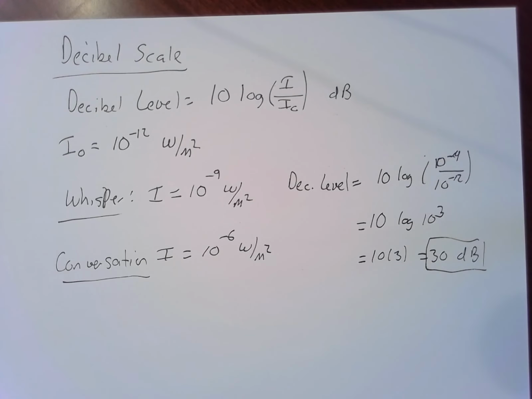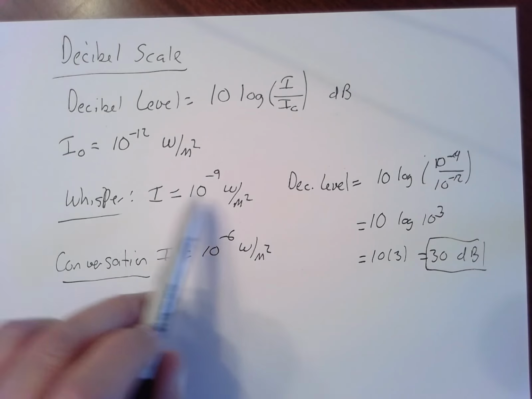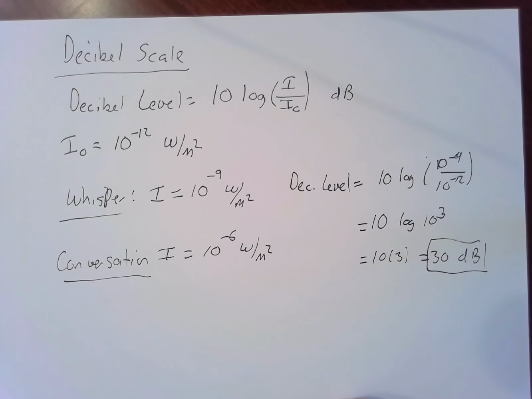What about an everyday conversation? You're talking to someone about the volume I'm talking right now. That's about 1,000 whispers. This number, this intensity, is 1,000 times a whisper. So let's figure out what decibel level I'm talking at right now. So it would take 1,000 people whispering to be as loud as I'm talking. So do you think my decibel level is going to be 30,000 decibels? Is it going to be 1,000 times this?